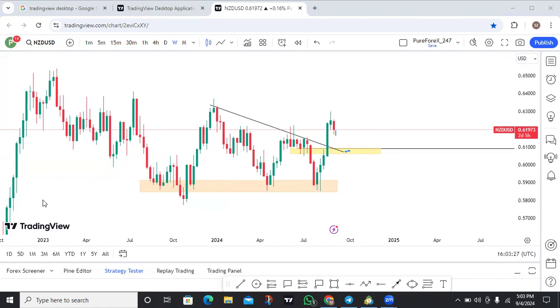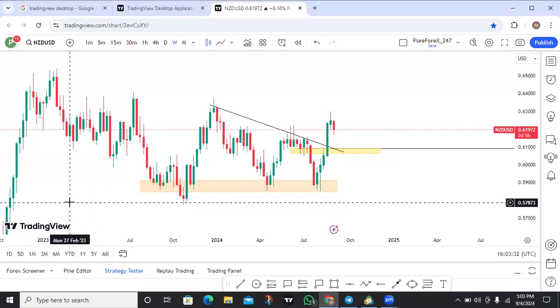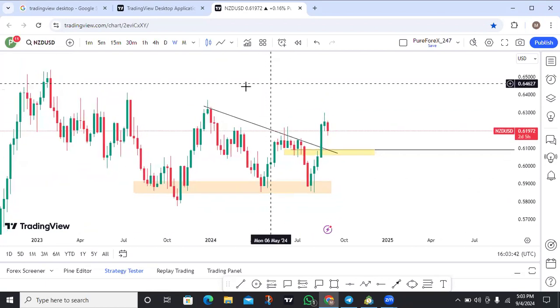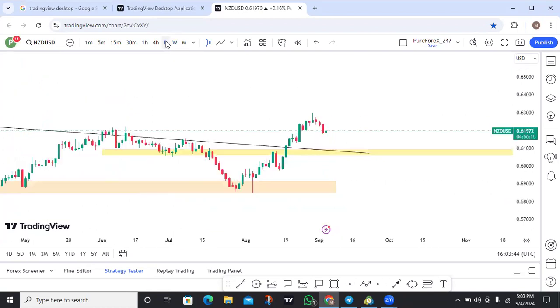So now let's go to the lower time frame, because we already know what the higher time frame is trying to do. We already know that weekly is on a retracement, so we want to capitalize on that retracement to sell back down bearish, right? So go to the daily time frame.